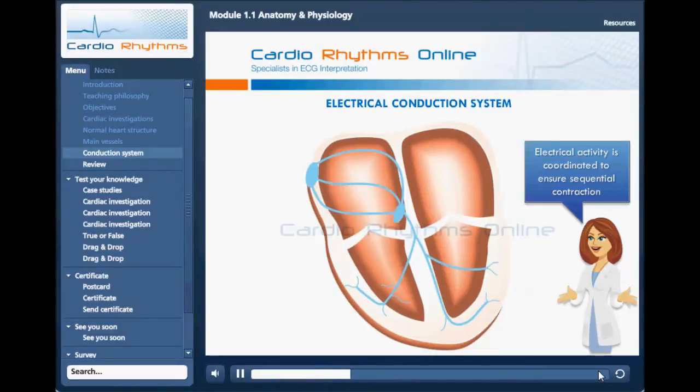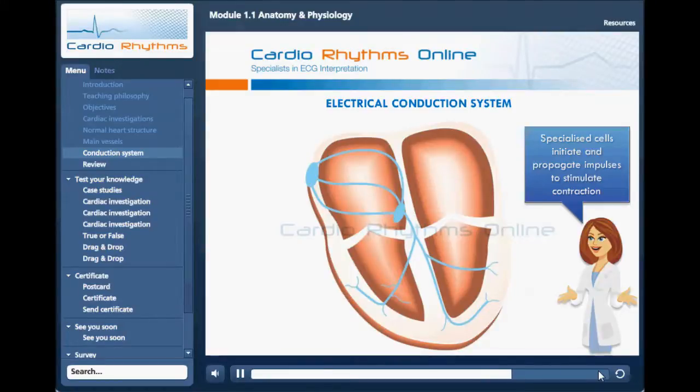However, these specialized cells not only coordinate the electrical activity, they also initiate and propagate the electrical impulses to stimulate the cardiac muscle cells. In simpler terms, this means that the heart contracts in the right place at the right time. The electrical system in this diagram is outlined in the colour blue. Please bear in mind that this is just a simplified 2D illustration.